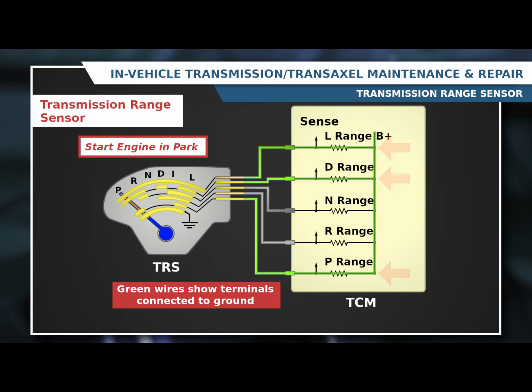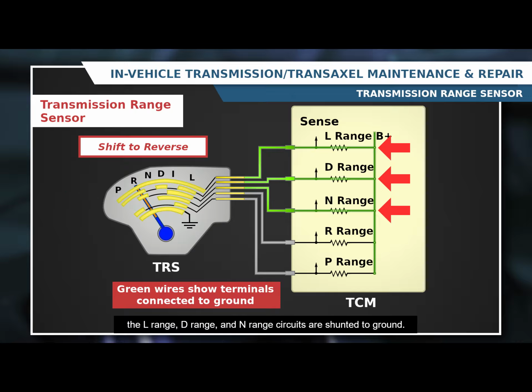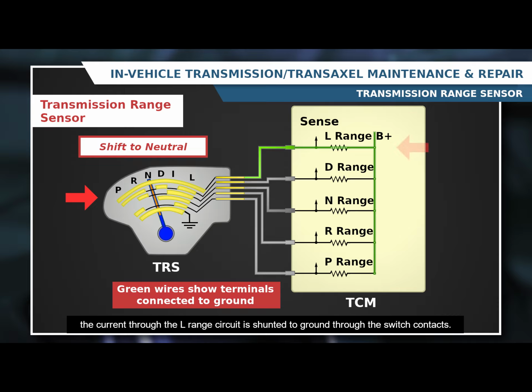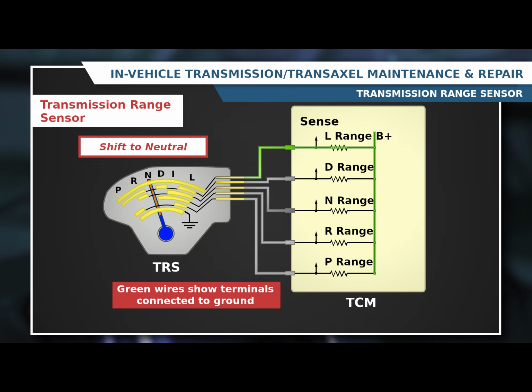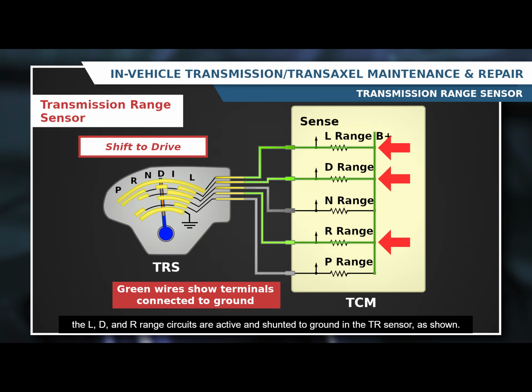circuits. When the selector is positioned in reverse, the L range, D range, and N range circuits are shunted to ground. When shifted into neutral, the current through the L range circuit is shunted to ground through the switch contacts. When the drive position is selected, the L, D, and R range circuits are active and shunted to ground in the TR sensor, as shown.